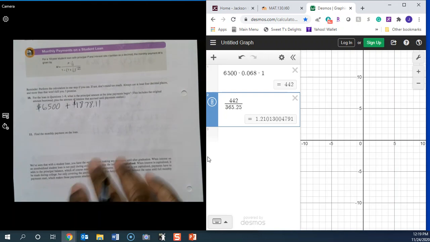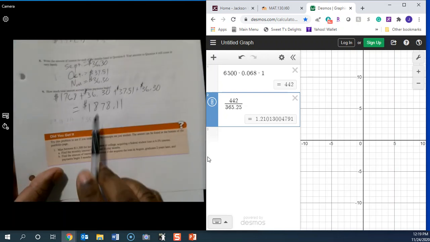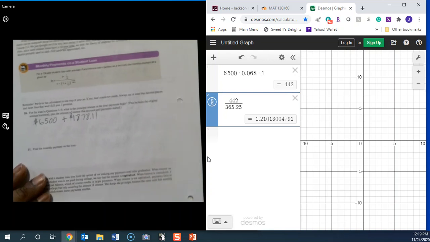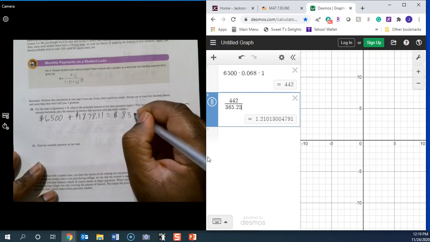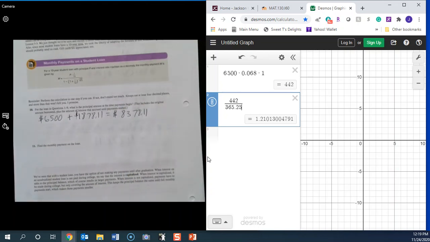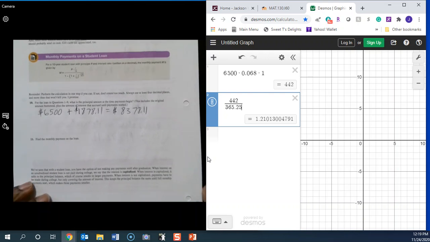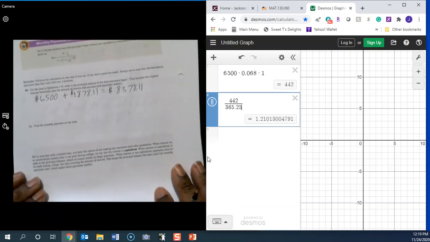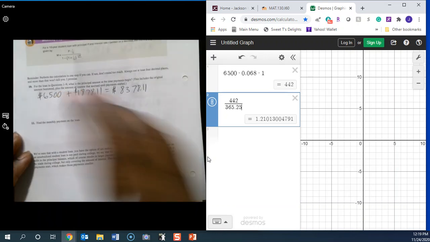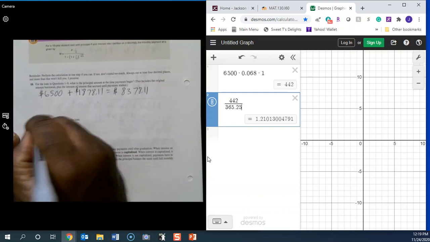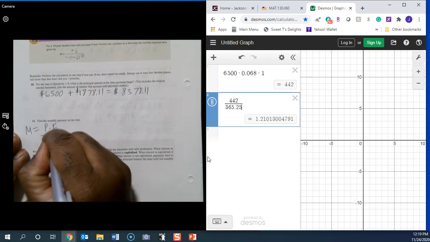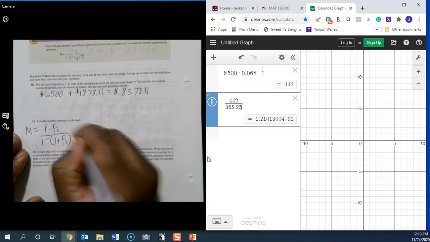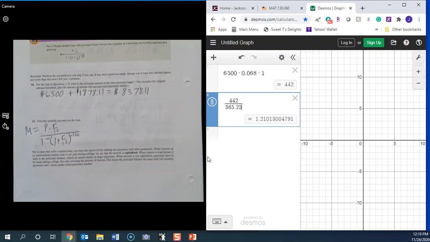And that was back on page 253, what we got here for problem number 9. Now, when we add these two together, our new principal balance will be $8,378.11. So this is what everything is going to be based on when we start making our payments. Now it says find the monthly payment on the loan. So we're going to use this formula here. So we had M is equal to P times the rate over 12 divided by 1 minus 1 plus R over 12 to the negative 120 power.